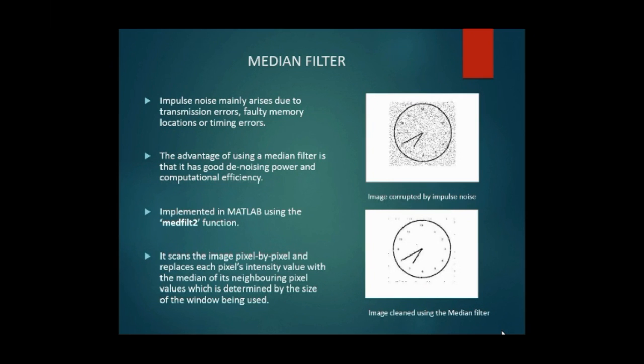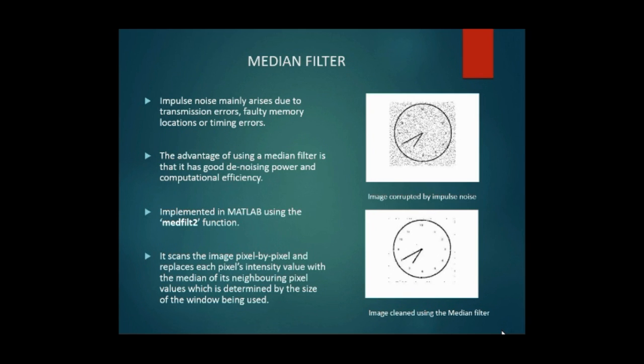Moving on to the median filter. Images often have a tendency to get corrupted by impulse noise, also known as salt and pepper noise, which arises mainly due to transmission errors, faulty memory locations, or timing errors. Salt and pepper noise is a type of impulse noise where the pixels either take the maximum value or the minimum value. This type of noise can be easily removed using non-linear filtering techniques such as the standard median filter.